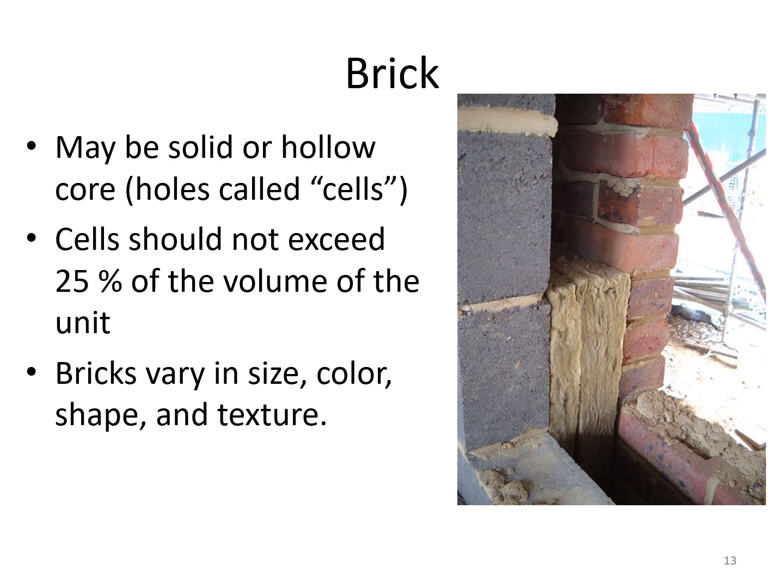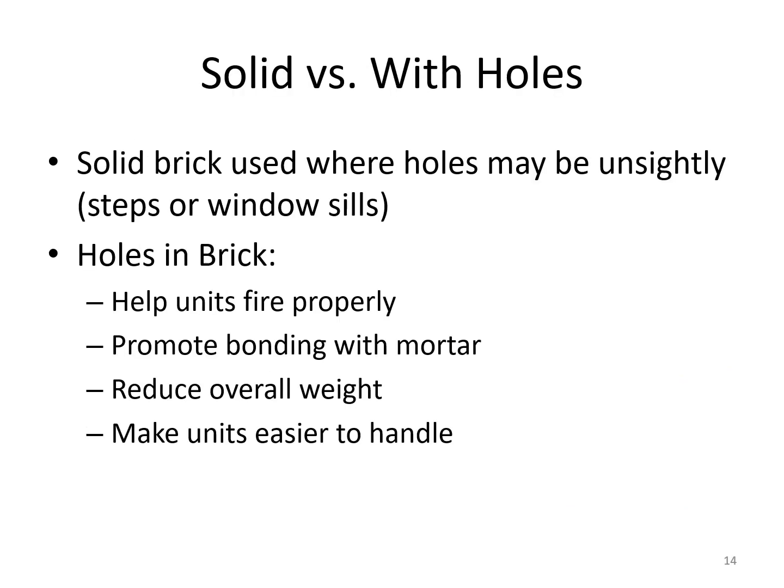There are many different types. But let's take a look at the solid type to begin with. So solid brick versus with holes. Solid brick is used where holes may be unsightly, like in steps or window sills. You wouldn't want to see the holes in the brick. You ever see the bricks with the 3 round holes? Well, you have to use a different brick when you're doing work around the window. Let's look at the lintel over the top of a window, and if you were just to see holes in the bricks, that would definitely not be sightly.